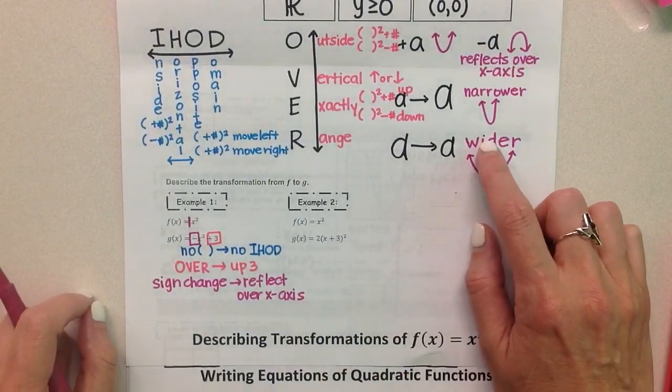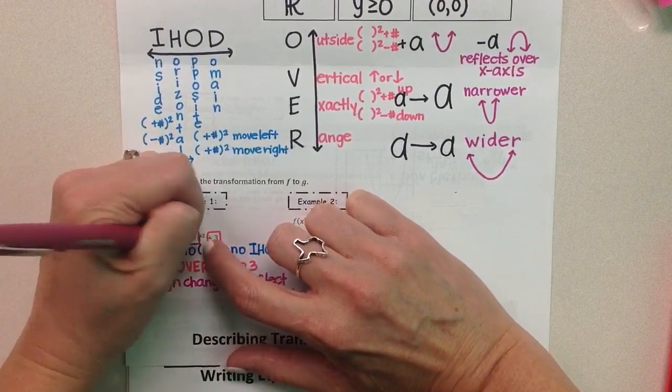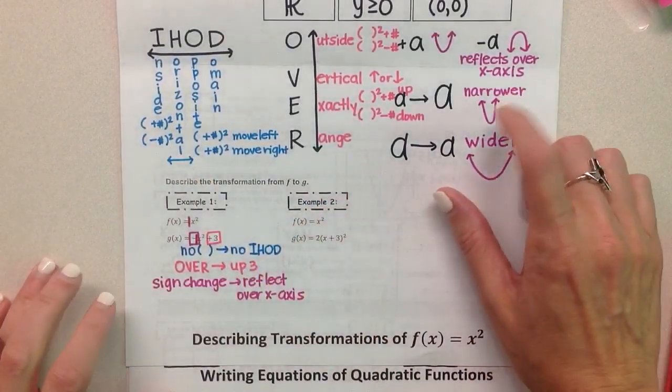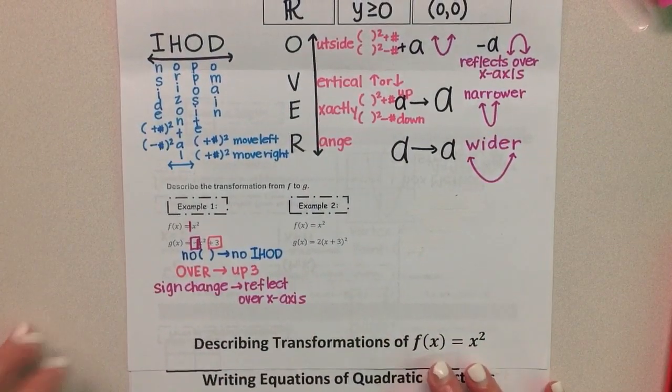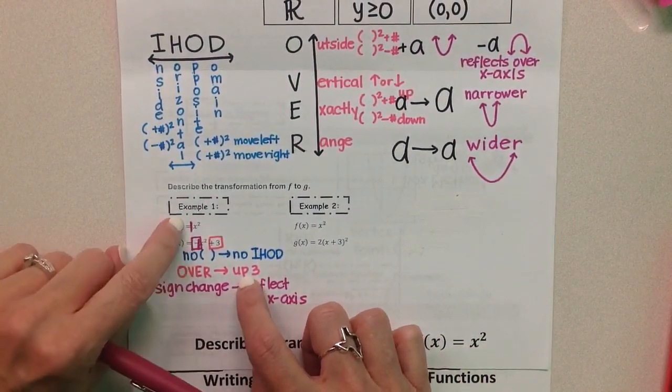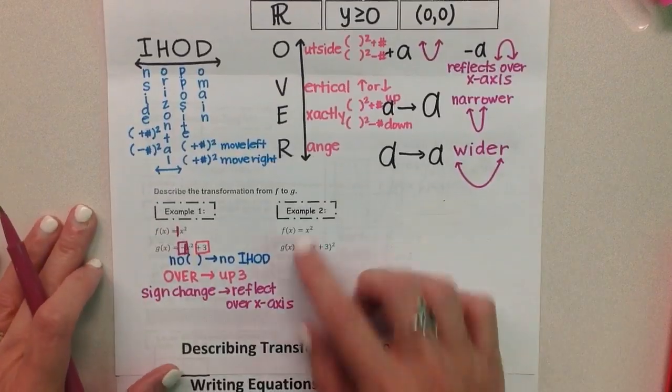Okay? And then now I want to look at the number. So it started off at a 1, and then look here, it's also still a 1, so it is not going to get narrower or wider. It does not change in that regard. So the only changes that we had was that this graph went up 3, and then it reflected over the x-axis.